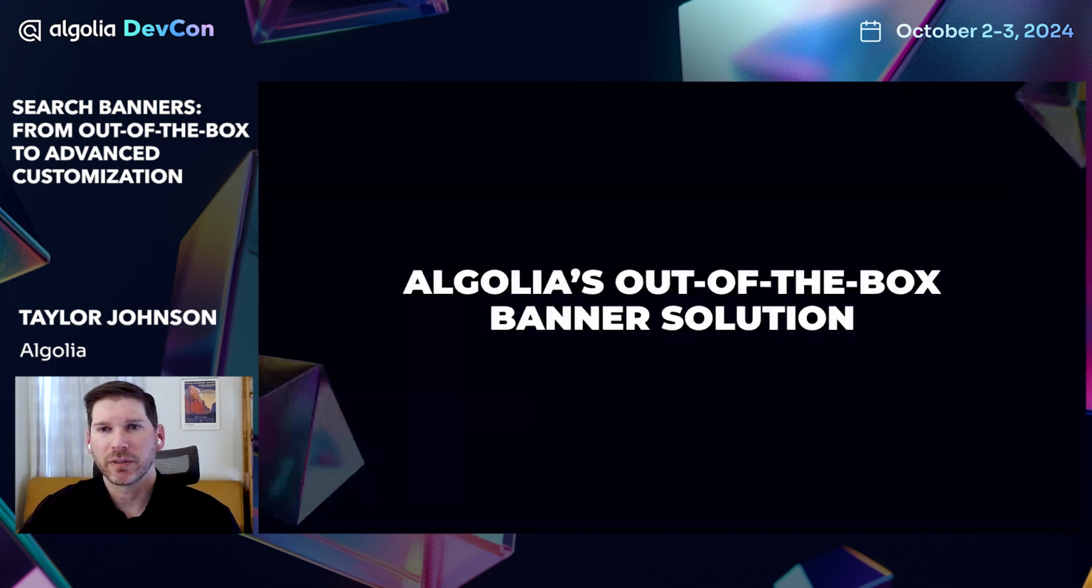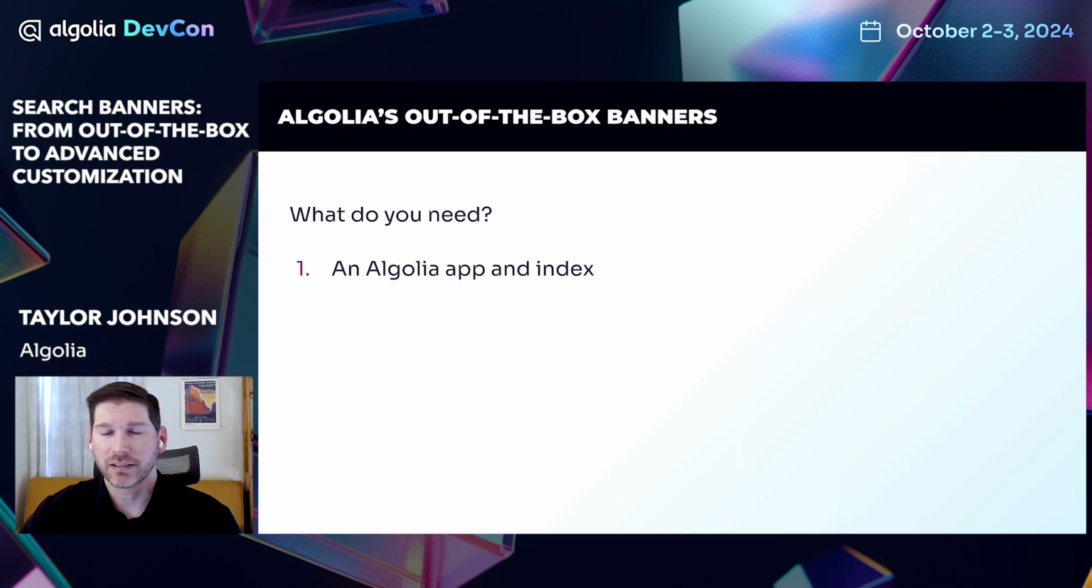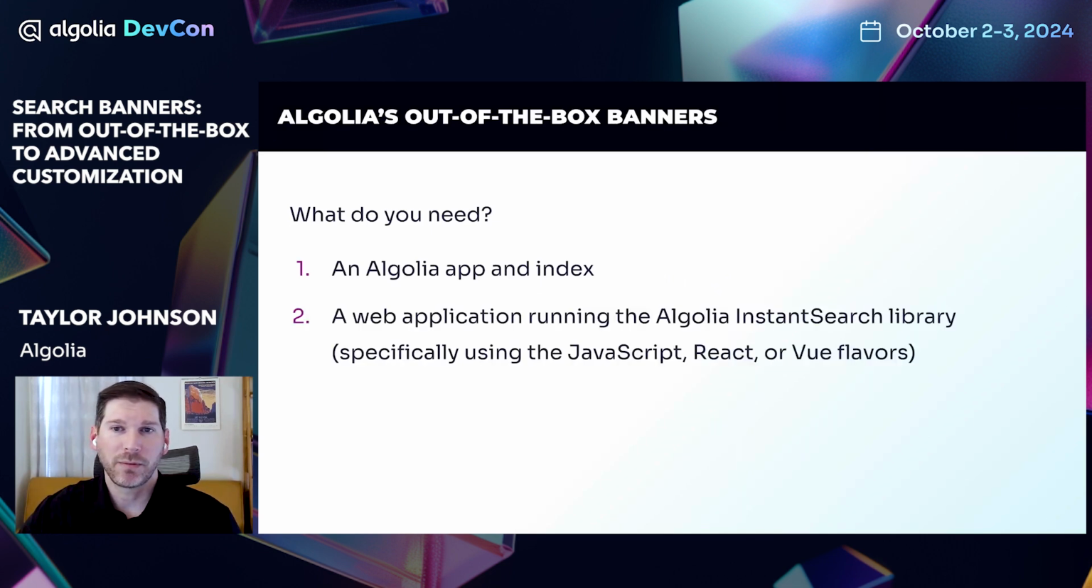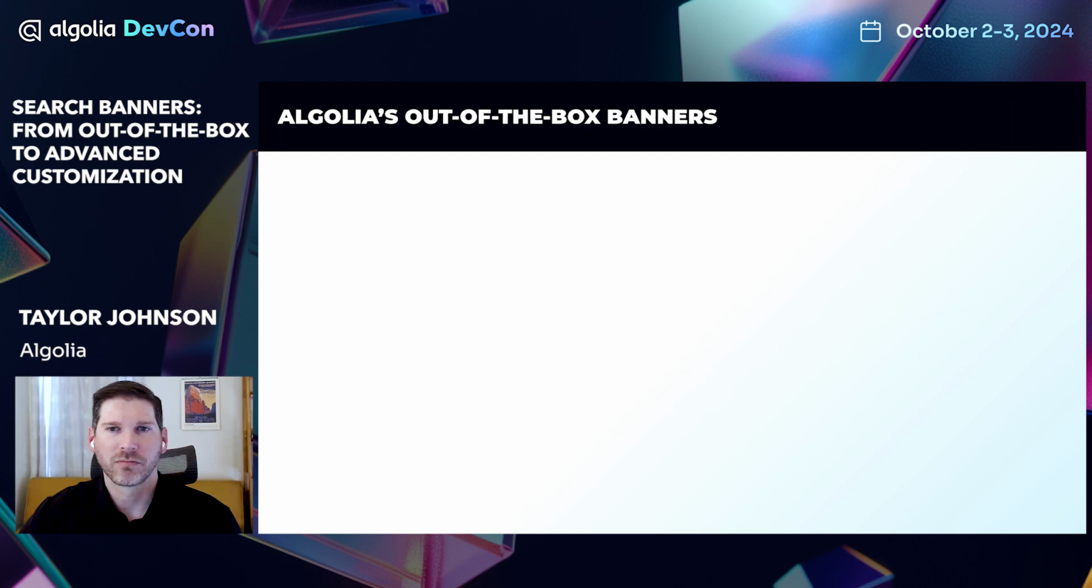Let's take a look at Algolia's out-of-the-box solution that was introduced earlier this year. First, let's talk about what you need to get started. An Algolia app and index, a web application using InstantSearch. Great news, if you're here at DevCon, you most likely already have these two. And lastly, you need a rule with the new banner consequence.